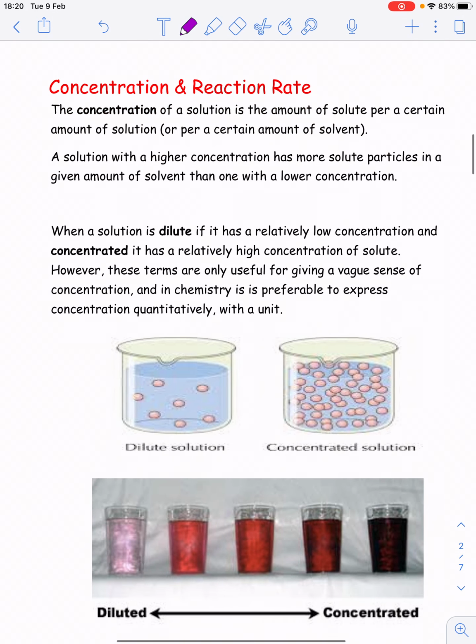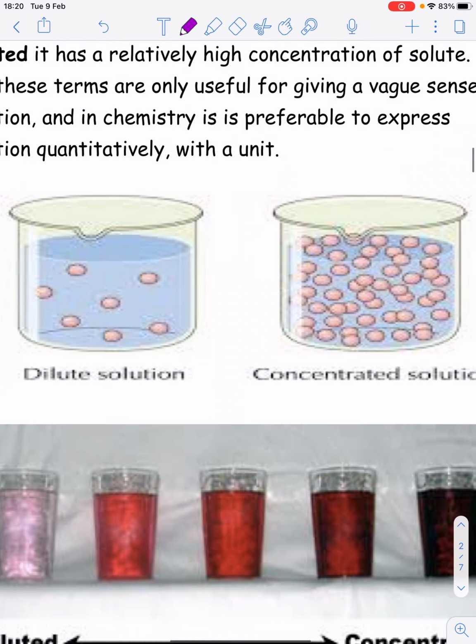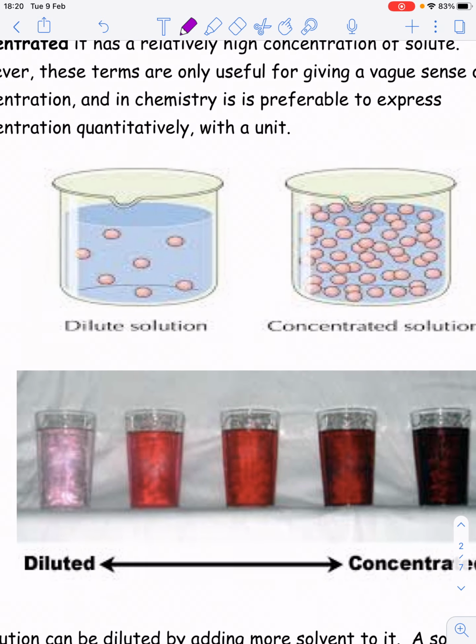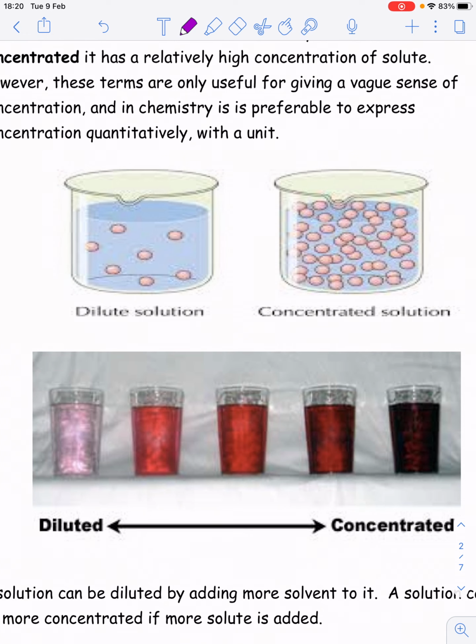When we talk about reaction rate, we care a lot about concentration. Concentration has to do with how many solute particles are crowded into a given amount of volume in solution. On the right here we have an image where there's lots of solute particles concentrated into the same amount of space, and on the left we have a diluted solution. So there's very few particles in that same volume.